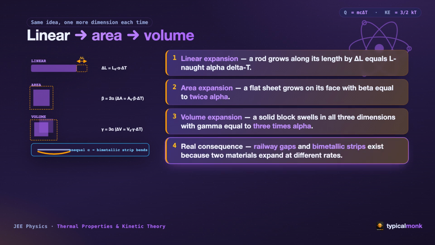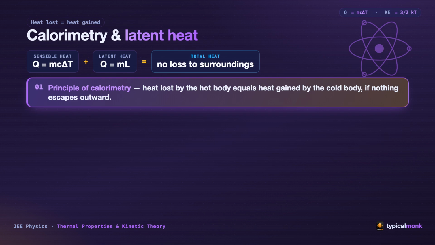And fourth, the real-world consequence. This is exactly why railway tracks leave expansion gaps, and why a bimetallic strip bends, because two different materials expand at different rates. David used to wonder why railway tracks had gaps at all. Now you never will. Now, the one idea that decides every mixing problem.